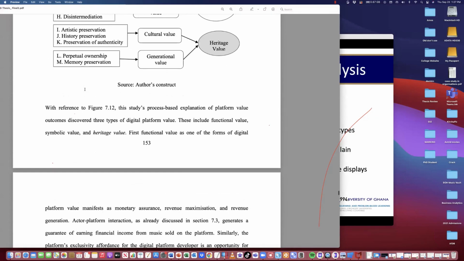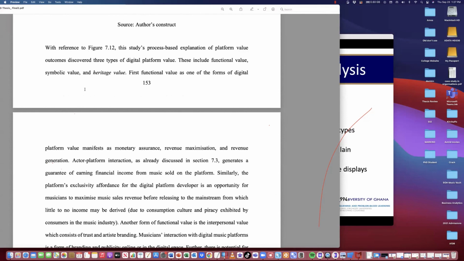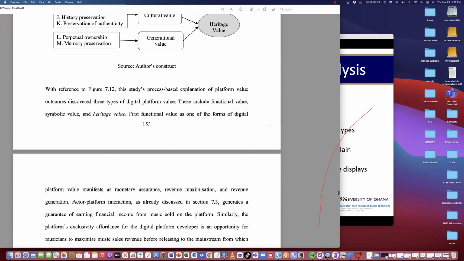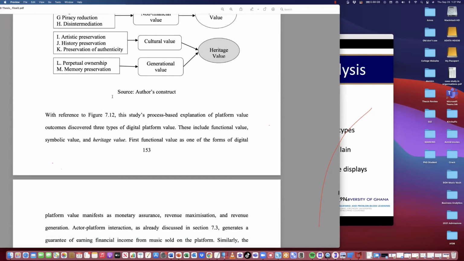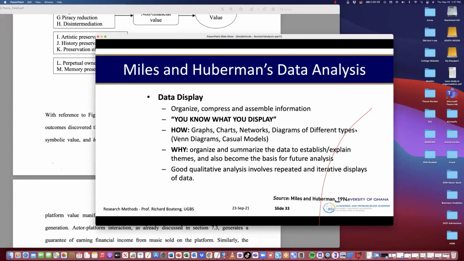So based on the diagram, he discussed here, said with reference to figure 7.12, this study's process explanation of platform value and outcome discovered 3 types of... what is he doing? He's pointing out what is coming, what he found out there, and is structuring the discussion. So what are we saying?